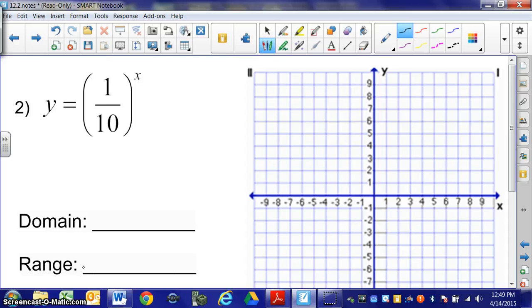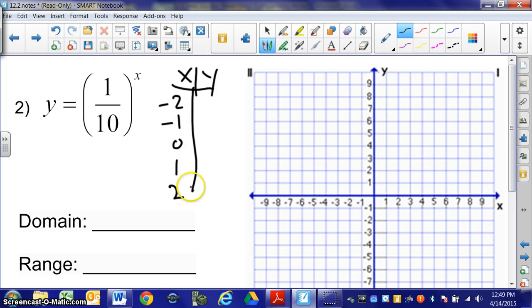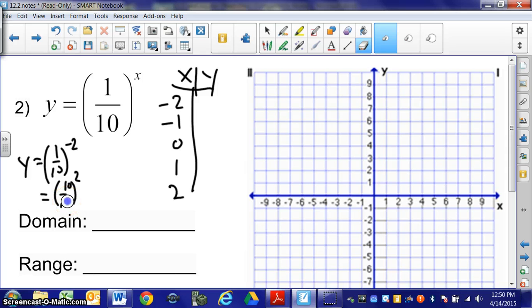So I'm going to go ahead and make a table of values. X, Y. Let me use -2, -1, 0, 1, and 2. Now let's think about this. Y equals 1/10 to the -2nd. Well, it's a negative exponent, so I'm going to take the base, flip it, and make the exponent positive. Oh, I was supposed to flip it. Let's change that. That becomes 10 squared, and so I end up with 100.